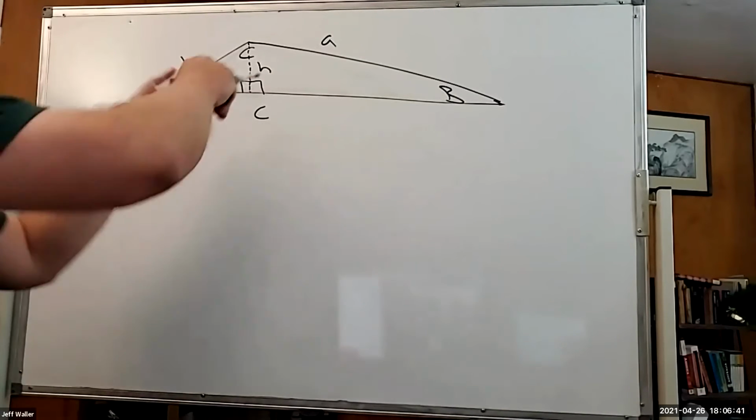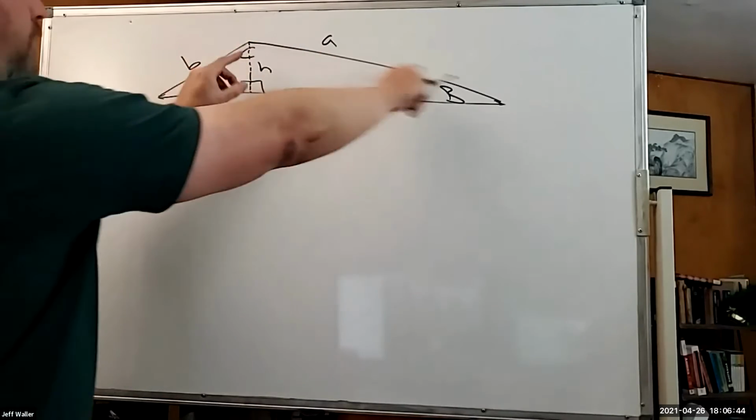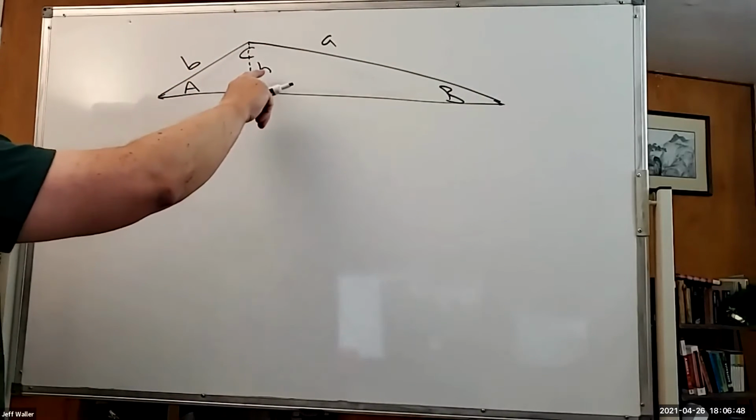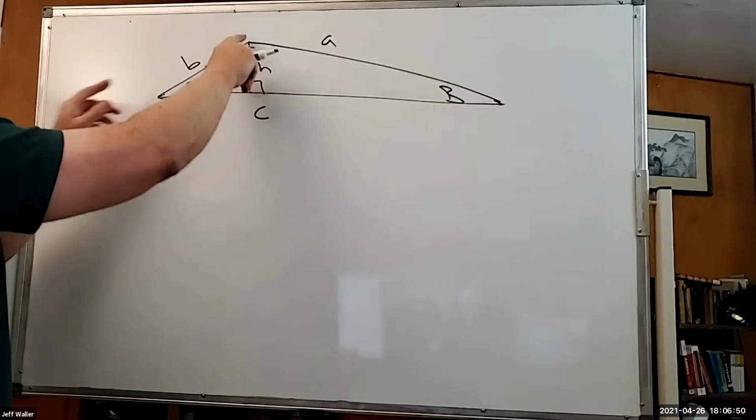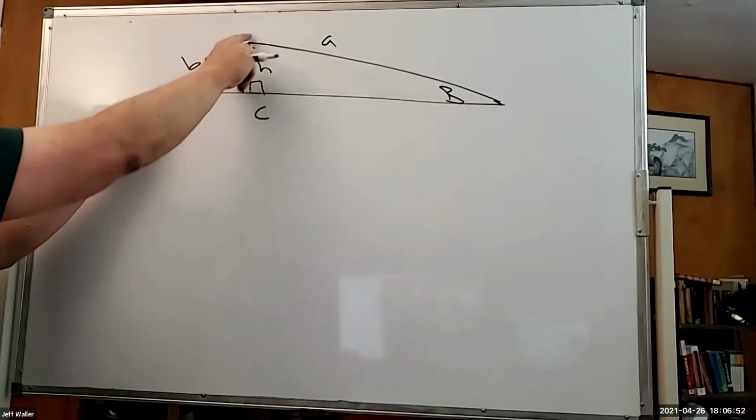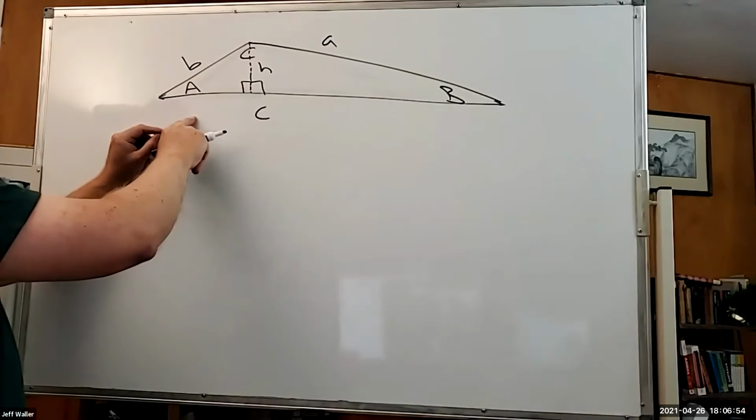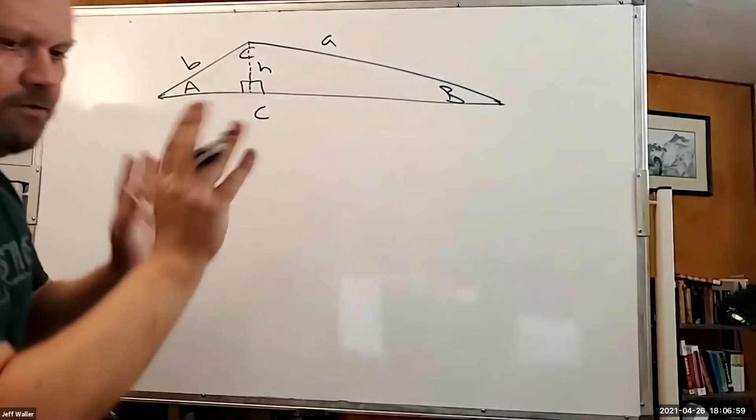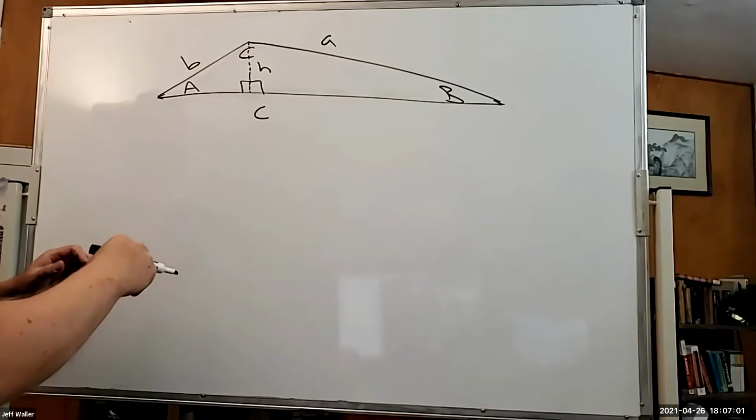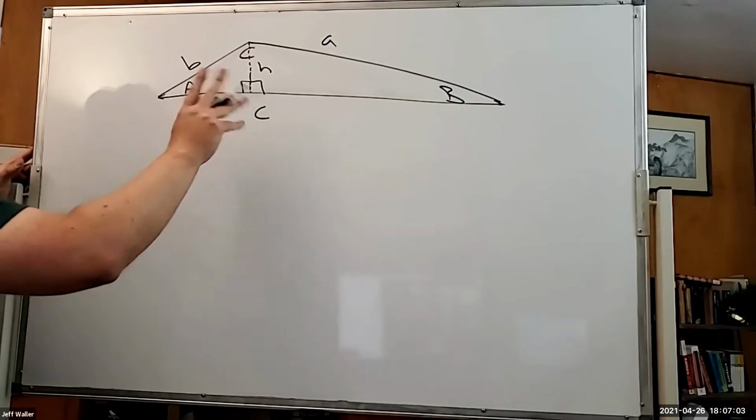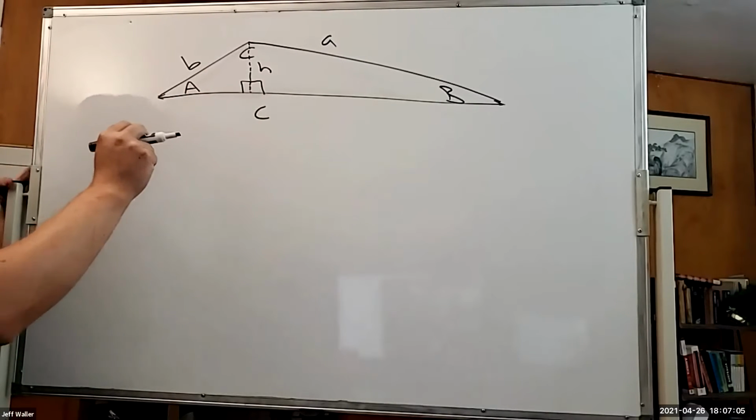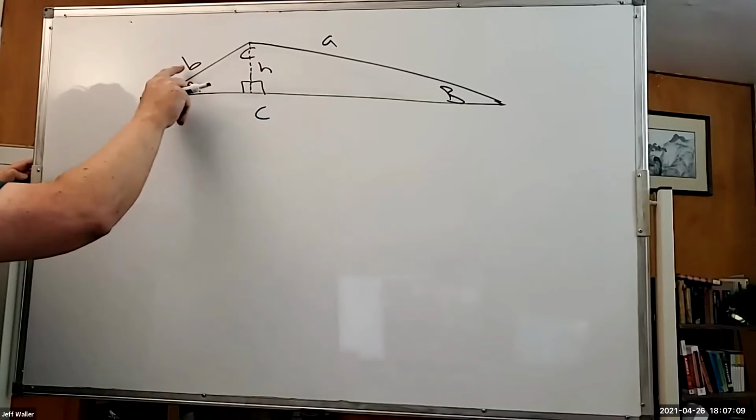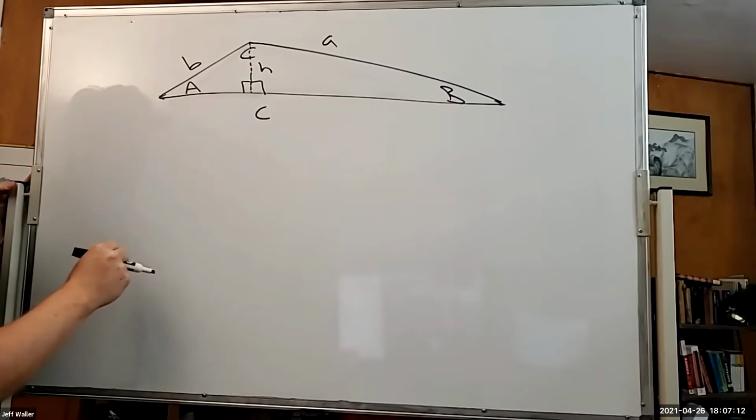Do you guys see that? So it's a part of this little right triangle, and it's part of this big right triangle, right? How do I come up with an expression for H? Let's say this little triangle here. What trig function would relate H and B in angle A?